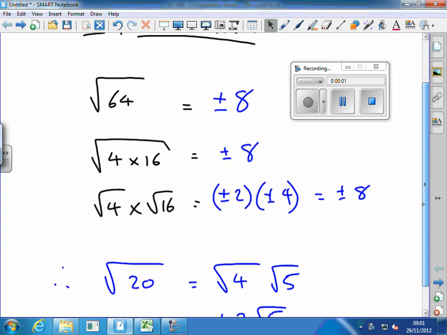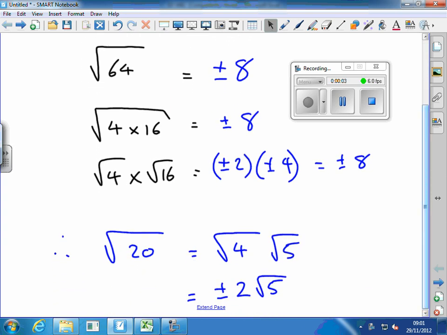That can be thought of as coming from the idea that you can actually separate out numbers. So I can call 64 4 times 16 and find out the square root of each bit separately, multiply them together, and get the same answer, plus or minus 8 either way. And so we use that.